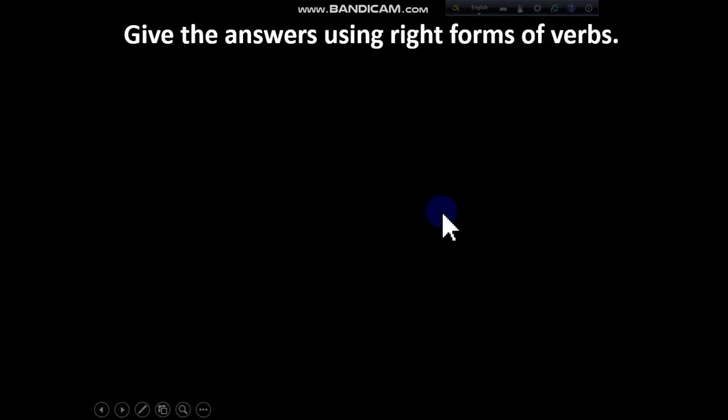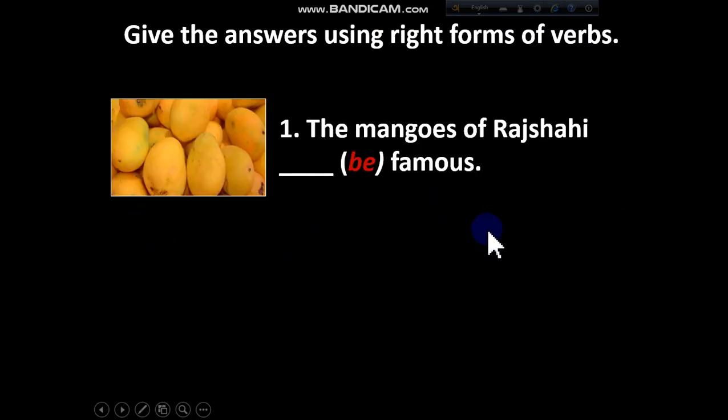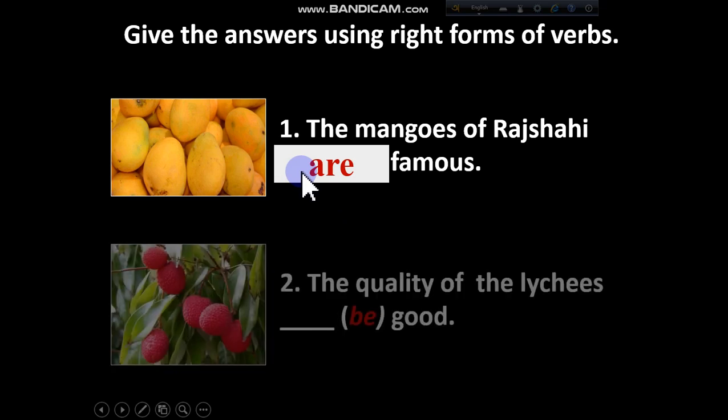Answer using the right form of verbs. The mangoes of Rajshahi dash famous. Here you have to use an auxiliary verb, but you must remember it should be singular or plural. So you can see the subject is third person plural number, the mangoes. So the verb should be plural. That means are. The mangoes of Rajshahi are famous.